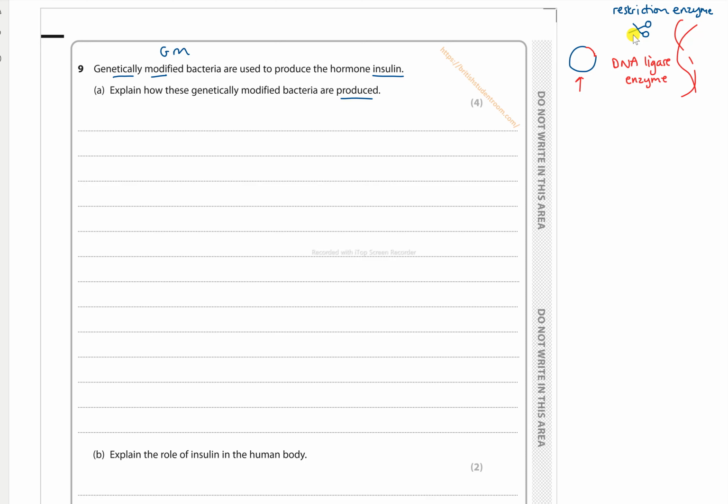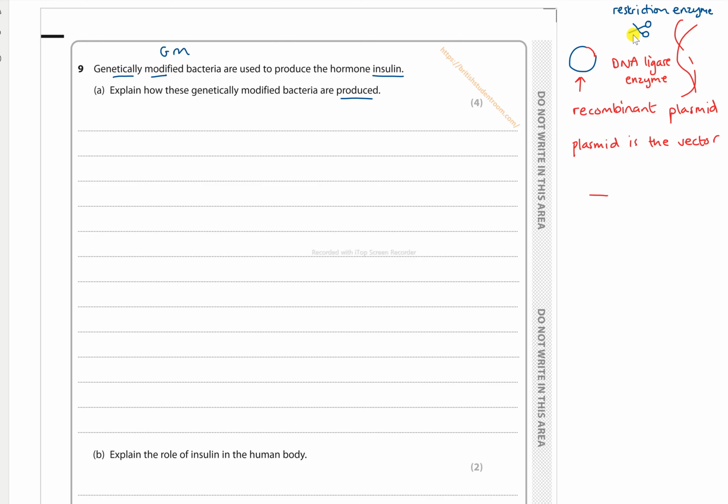Right, this here is now called a recombinant plasmid because it's been recombined, and the plasmid is the vector. Why? Because it's used to carry the insulin hormone.